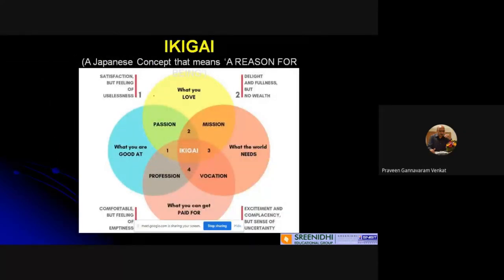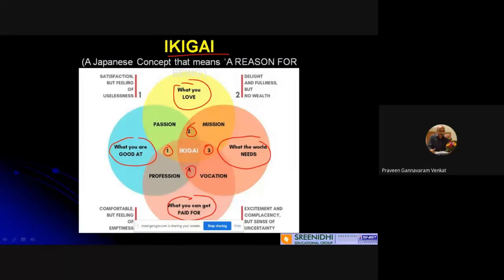So this is the Ikigai. What you love, this is a triangle, the Ikigai technique, a Japanese technique. Here, what the world needs, what you can get paid for your work, and what you are good at, all those things will be there.